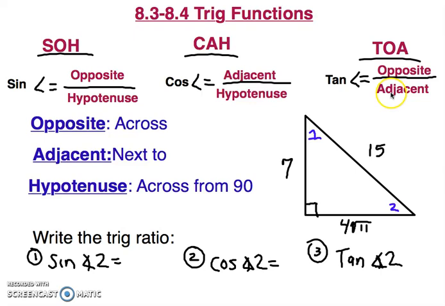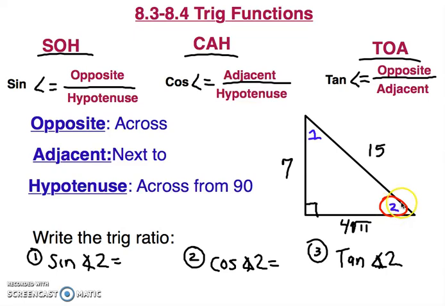So the way that you look at this triangle and figure out some trig ratios is like this. If you're asked to write a trig ratio for the sine of angle 2, I'll go over to this picture, and you always look at the angle that it's talking about. That's where you start. So here's angle 2. And if I'm looking for the sine of it, sine means opposite over hypotenuse.